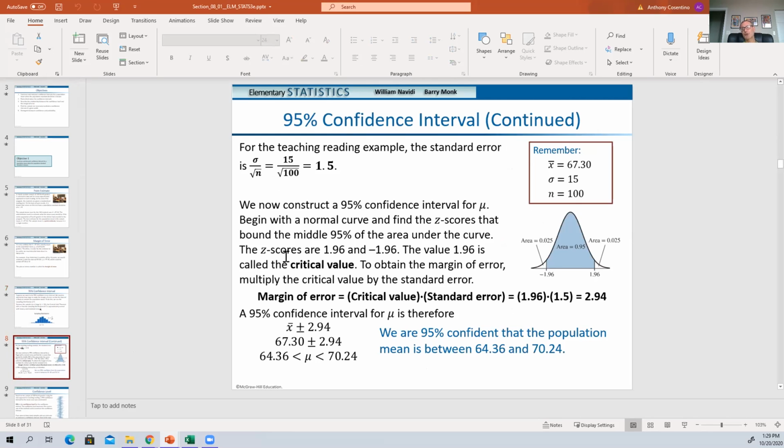Let me introduce a couple more terms for you. The first term is called the critical value. The critical value is actually the z-score in this calculation. That's why I forced you to calculate some z-scores, because I told you you would see it again.